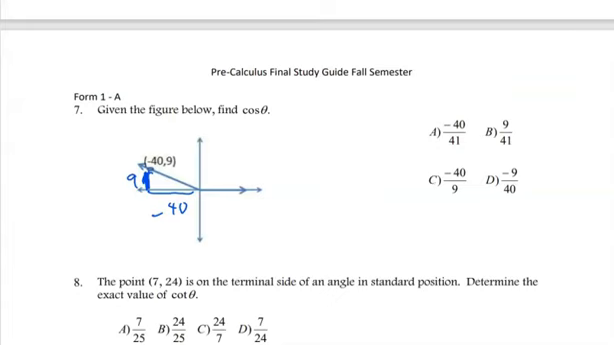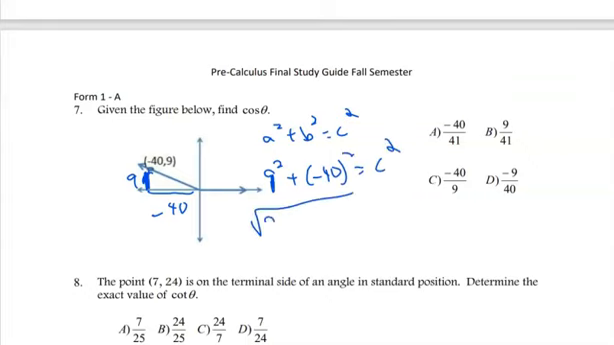So the hypotenuse is going to be a squared plus b squared equals c squared, which is 9 squared, that's a 9, and -40 squared equals c squared. So it's going to be the square root of 9 squared plus, well, I'm going to call it +40 because when you square it it's going to be positive anyway. So c is going to be the square root of 9 squared plus 40 squared. Looking at the answer choices, I'd bet it's 41.